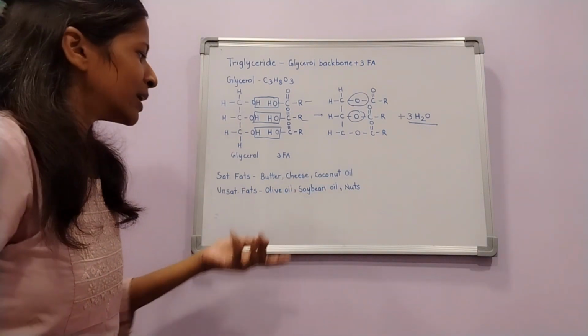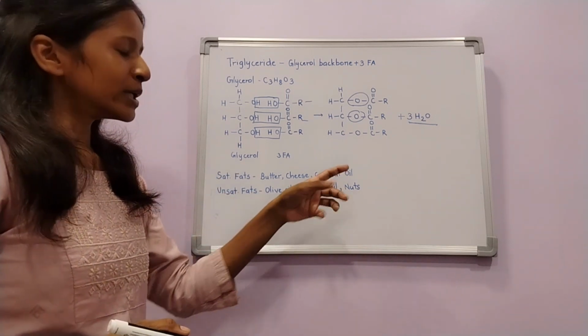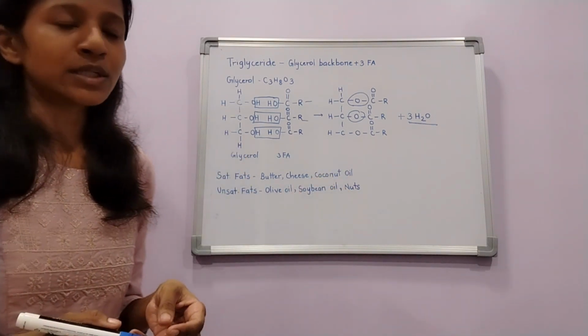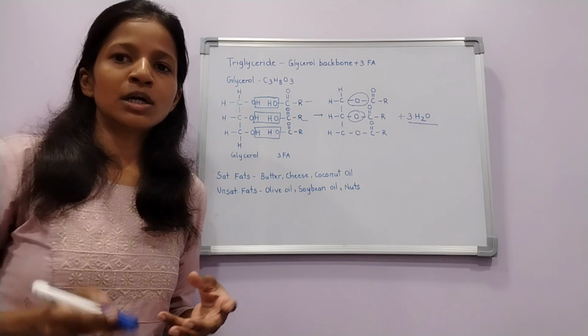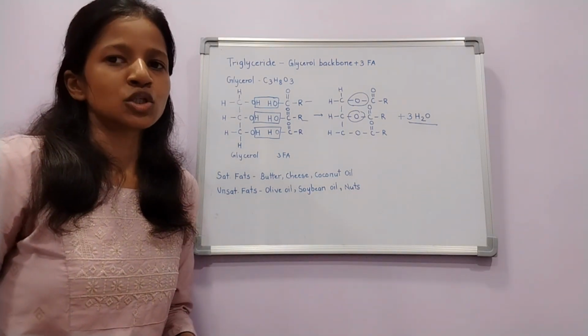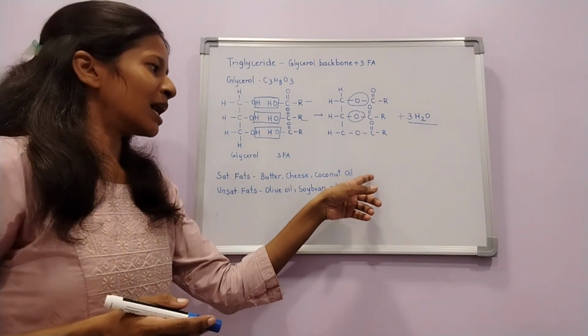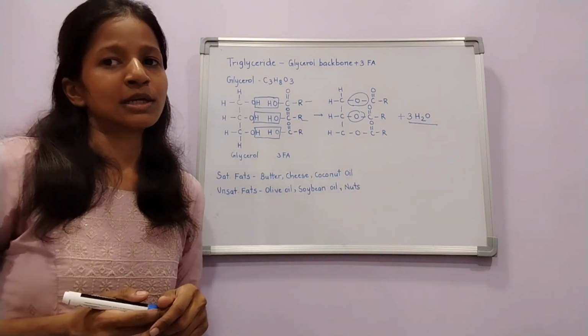Now you might be wondering, saturated fats should be solid, but coconut oil is sometimes liquid. This is because of the temperature. In tropical countries where the temperature is quite hot, it's liquid at room temperature, but in colder countries it's solid. So that's why they come under the saturated fats.